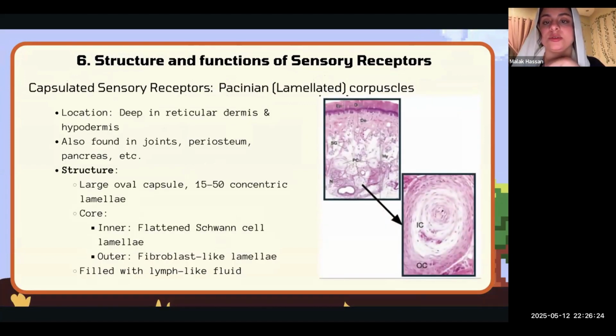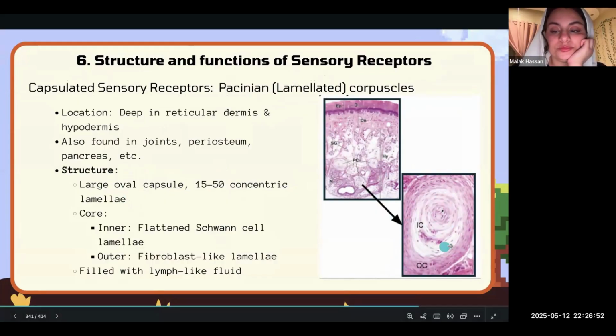And then you have Pacinian corpuscles, which are found in the reticular dermis and the hypodermis, and they're also found in joints, periosteum, and pancreas. The structure is that they are large and oval with lots of concentric lamellae. If you look at it, it just looks like an onion. That's how I remember it. Pacinian, onion.